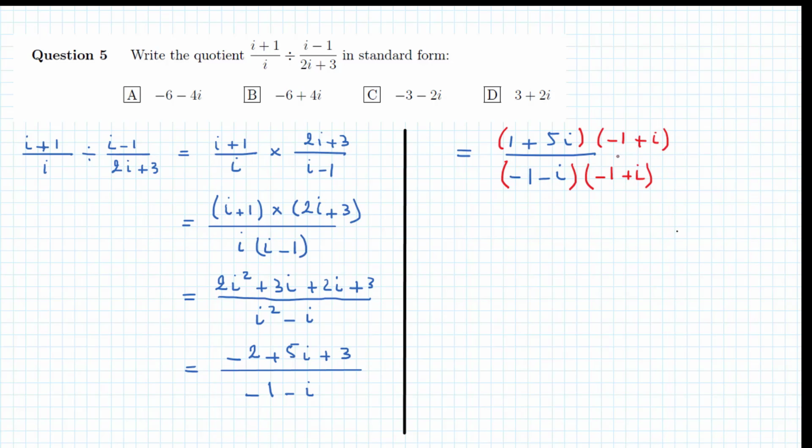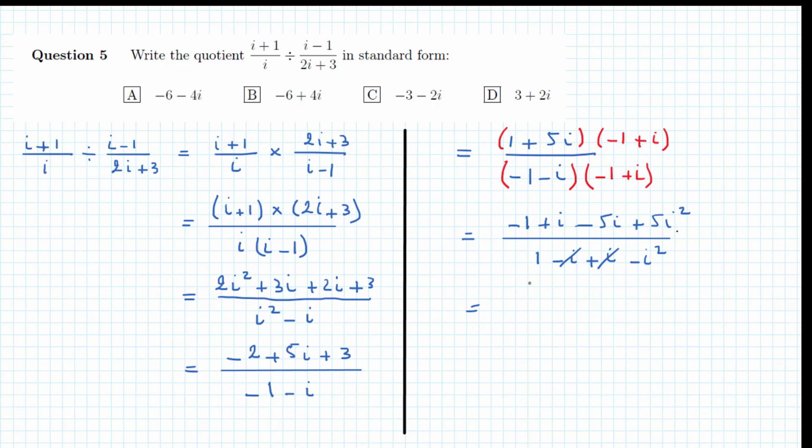Now we expand again. 1 times negative 1 equals minus 1, 1 times i equals plus i, 5i times negative 1 equals minus 5i, and 5i times i, this is plus 5i squared. Same thing for the denominator, so we have negative 1 times negative 1, this is 1. Negative 1 times i, this is minus i, negative i times negative 1, this is plus i, and negative i times i, this is minus i squared.